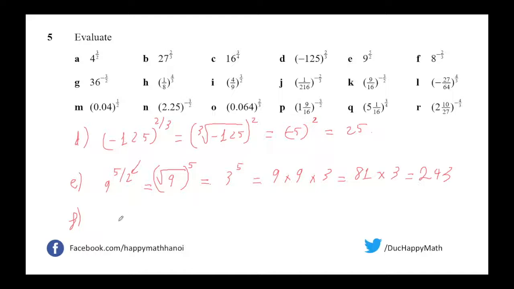F is 8^(-2/3). It means the cube root of 8 first, and you take the -2 outside. The cube root of 8 equals 2, so you have 2 to the power of -2. Because of the minus, you take 1 over 2 squared, so you get 1/4. Yes, you can understand.